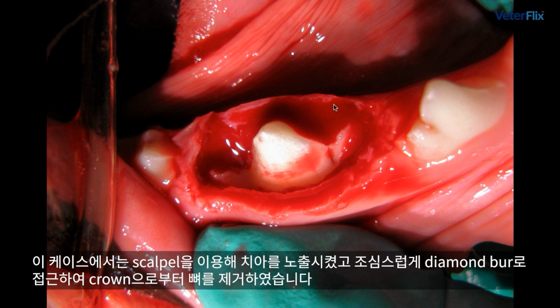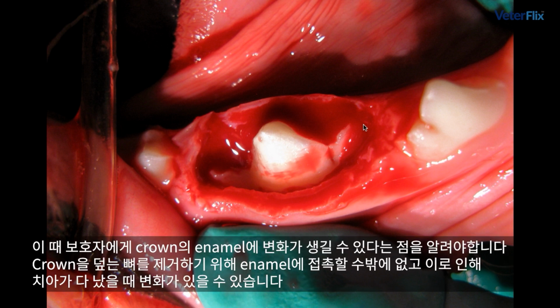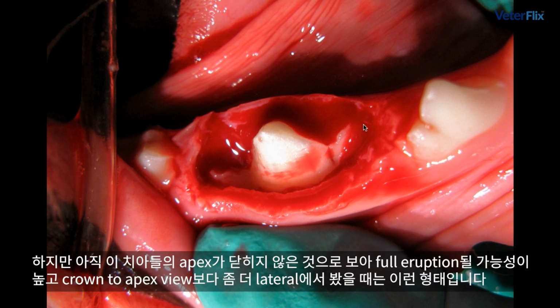In this case, we used a scalpel, and we exposed that tooth, and then very carefully go in with a diamond burr and kind of paint that bone away from the crown. Now, the owner needs to know that there will be some changes in that crown in the enamel, because we have to get right on the enamel as we remove that bony covering. And so there will be slight changes there when this tooth does finally erupt. However, with the fact that the apices are not closed on those teeth, full eruption is likely and very possible.